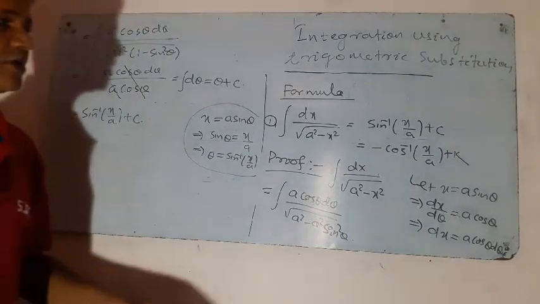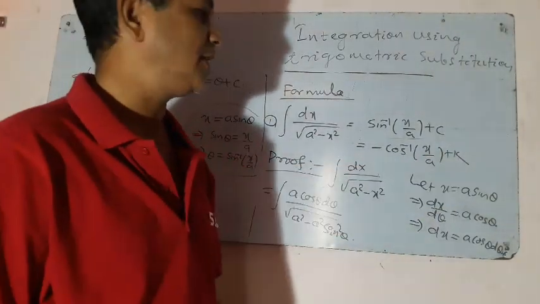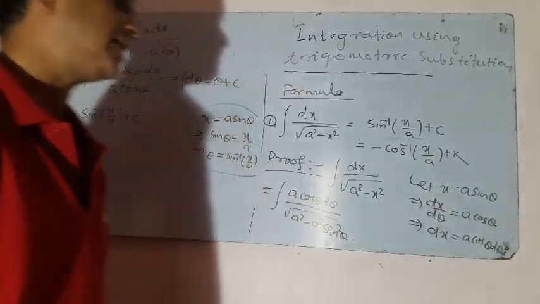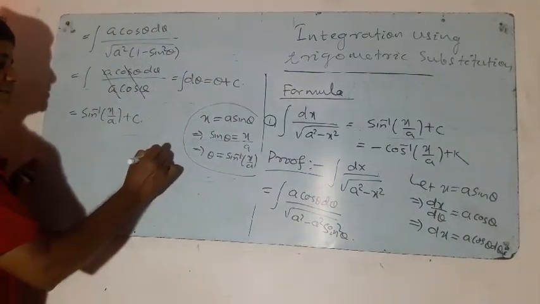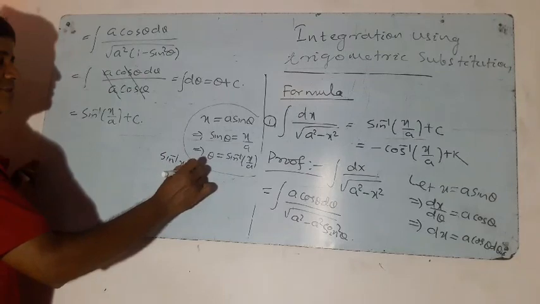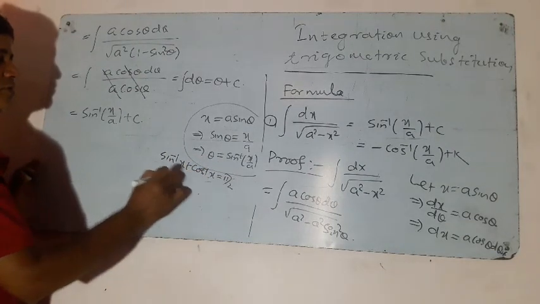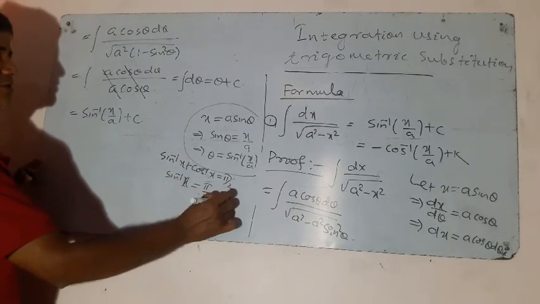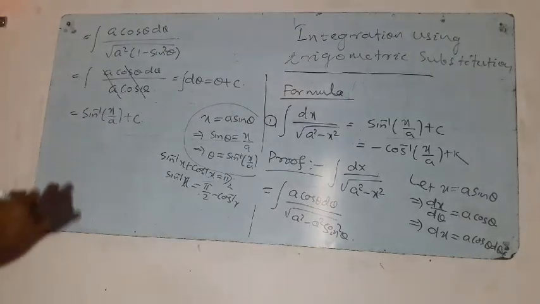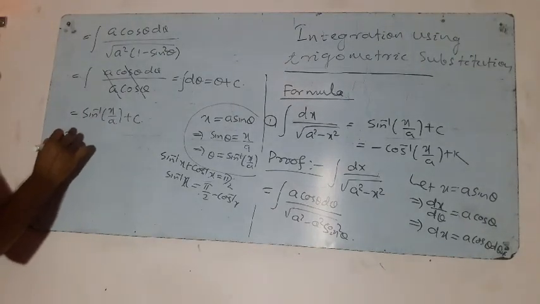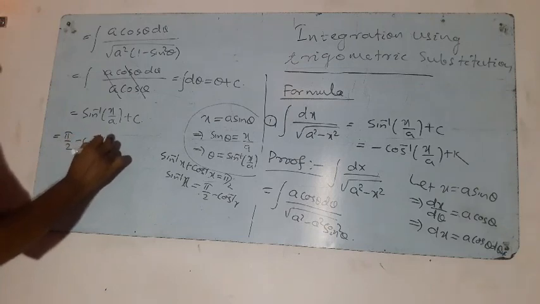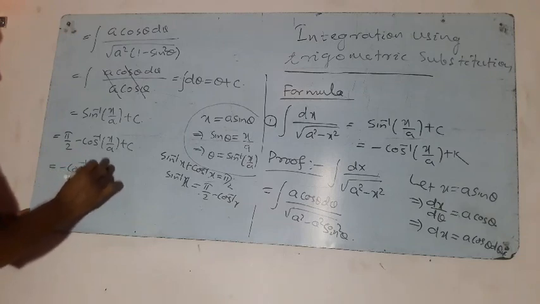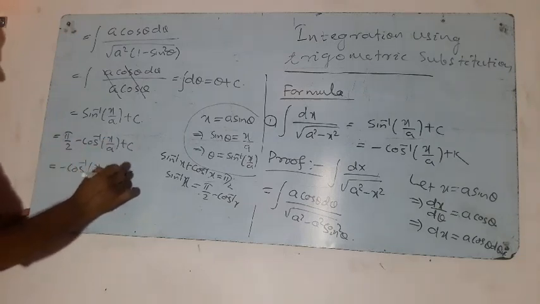In order to derive minus cos inverse x by a plus k, you substitute x is equal to a cos theta. You can find it like that, or remember the formula sin inverse x plus cos inverse x is equal to pi by 2. So sin inverse x is equal to pi by 2 minus cos inverse x. So here instead of sin inverse x by a, we write pi by 2 minus cos inverse x by a plus c, that is minus cos inverse x by a plus pi by 2 plus c, where pi by 2 plus c is another constant, take it k.